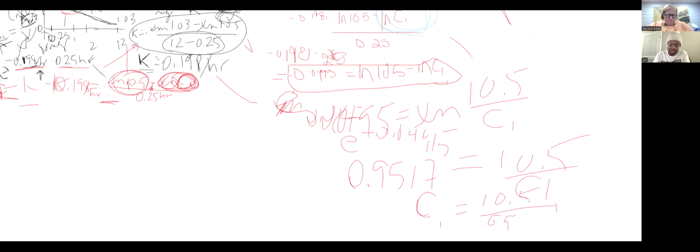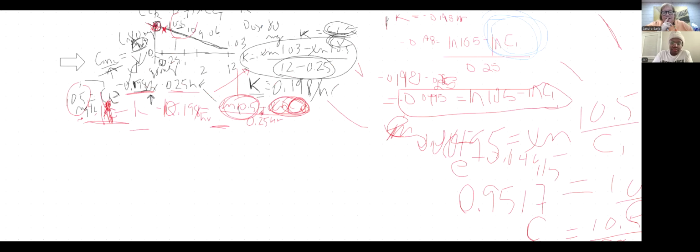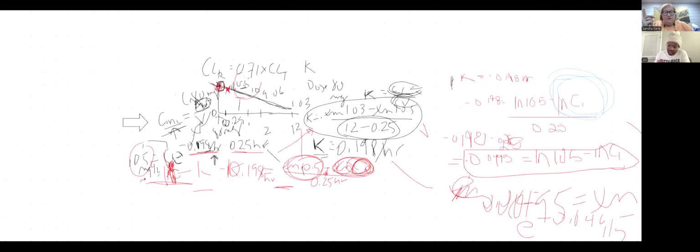10.5 divided by... and I got 11.03. Is that what you got? Mm-hmm. Does that make sense? Yeah, it makes perfect sense because it's bigger than 10.5. We wouldn't expect it to be a lot bigger because it's only 15 minutes, right? So this number here, which is important, is 11.03 milligrams per liter, yes? Milligrams per liter. Yep.